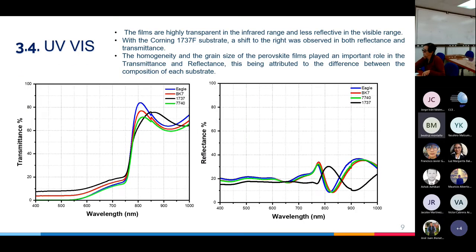please. Finally, the films were characterized in the visible light range and in the near infrared range. In the left figure, we see that the films are highly transparent in the infrared and less reflective in the visible range. With the Corning 1737 substrate, the black line, a shift to the right was observed in the transmittance. The homogeneity and the grain size of the perovskite films play an important role in the absorbance. This is attributed to the difference between each substrate on which it was deposited. Next slide, please.